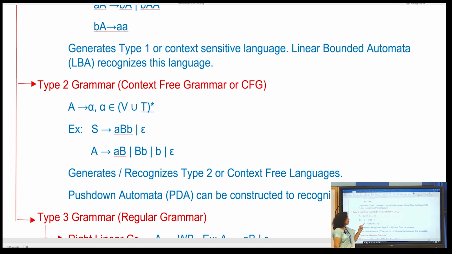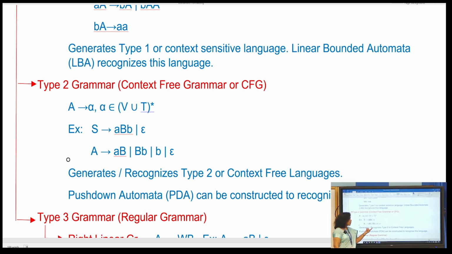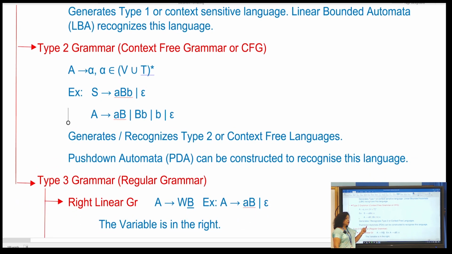So these are a few of the examples. S produces aBb or epsilon. Small letters indicate terminals. Capital letters show it is a variable or non-terminal. So this generates type 2 or context free languages. Push down automata, typically called PDA, can be constructed to recognize this language.